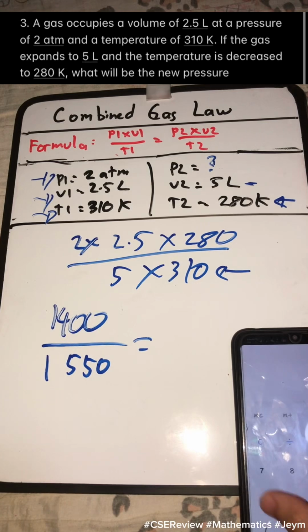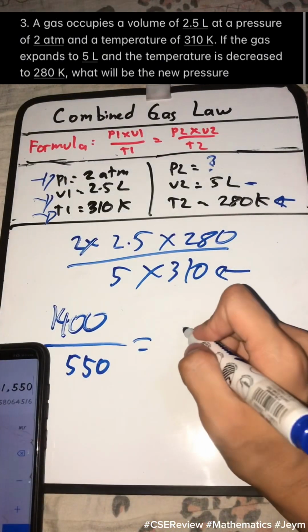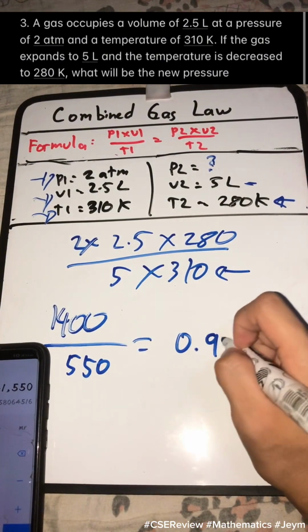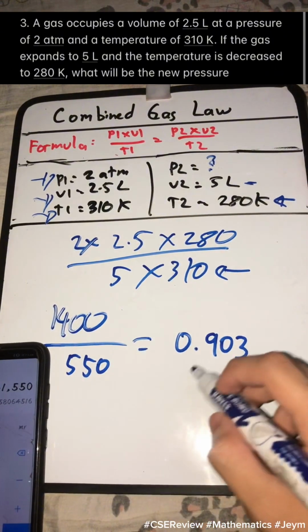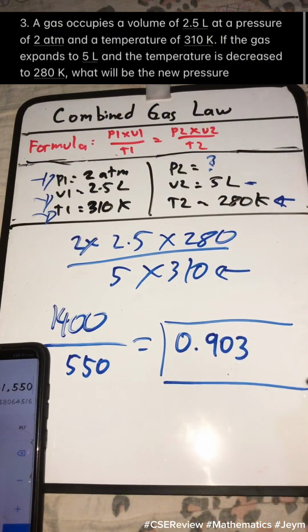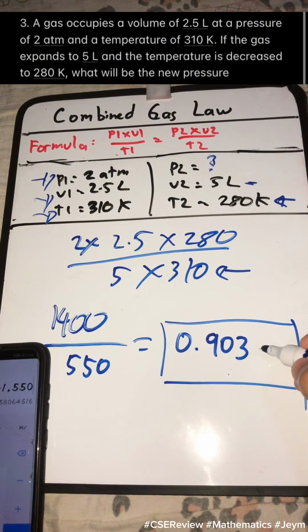So 1,400 divided by 1,550 will be 0.903. So this is our final answer for this question. Rather, we have 0.903 atm or atmospheric pressure.